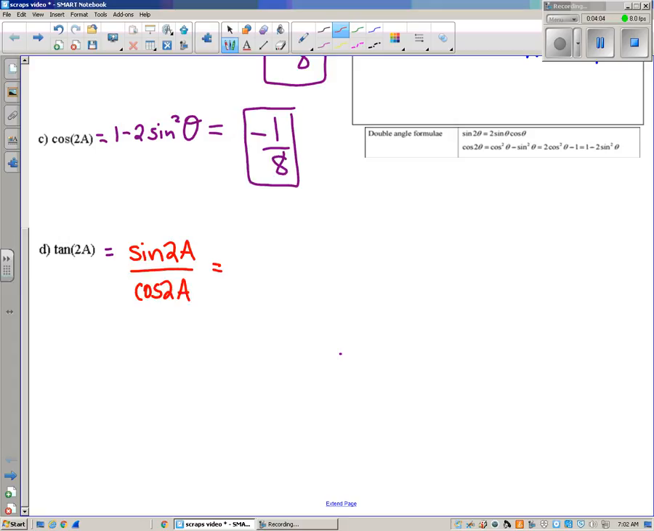And that work's already done for us. So we have 3 root 7 over 8 over negative 1 over 8. And you would do keep, change, flip. When you do the work through, you should be getting negative 3 square root 7 for your final answer.